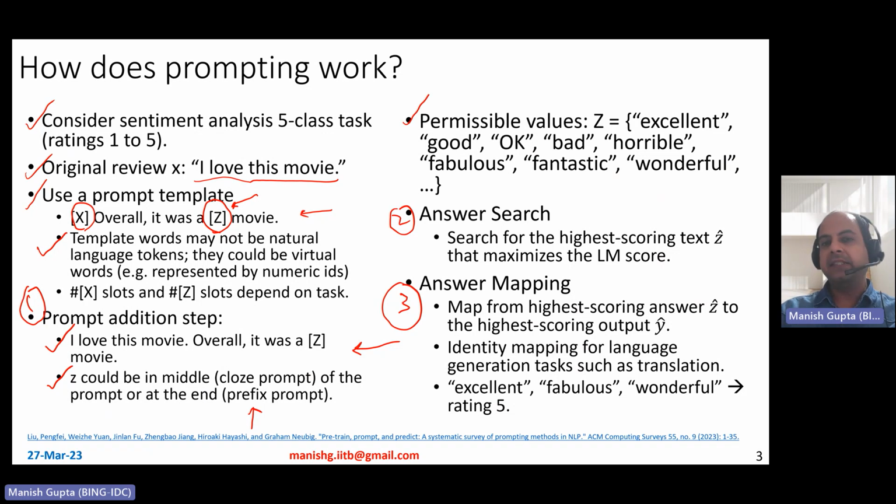Now, you also decide for the task a set of permissible values. So, for example, since this is a sentiment analysis task, these could be a set of permissible values that you expect the model to output. So overall, it was what kind of a movie? Well, excellent movie, good movie, or okay movie, bad movie, and so on.